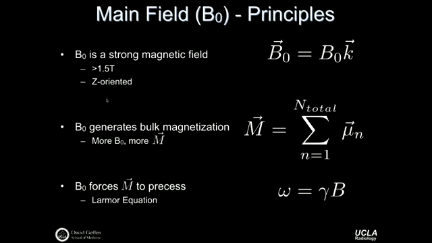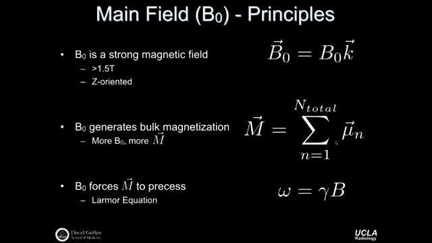Now, importantly, the B0 field helps us generate bulk magnetization, right? So the more B0 we have, the more bulk magnetization we have. And we'll see where that comes into play in a little bit when we talk about Zeeman splitting and look at the so-called Boltzmann distribution of the spin system. What it really means is that the bulk magnetization, this M vector quantity here, is really just the ensemble or sum behavior of a bunch of little magnetic dipoles.